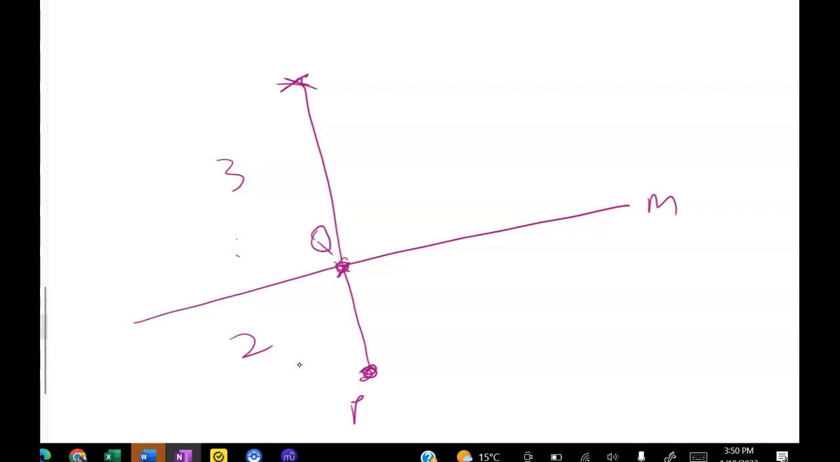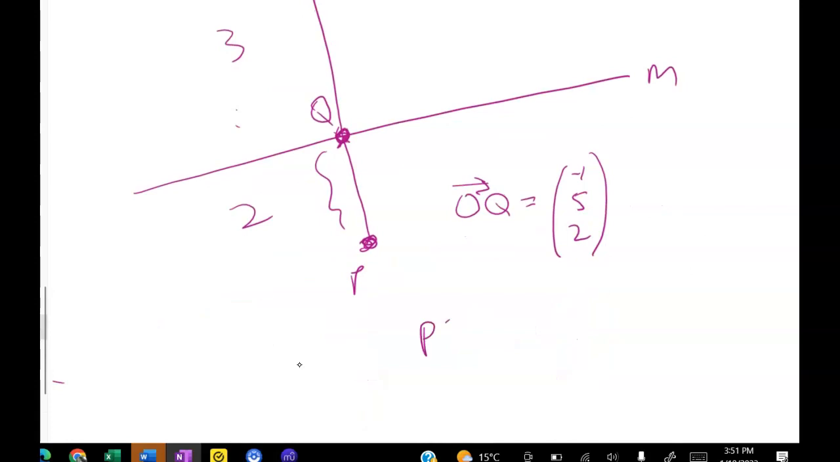So we have vector OQ, which we had at the very end of the last video. The position vector for Q was, what did we have? Let me just find my notes. OQ was (-1, 5, 2), right? So that gets me to here. And we know that we've got PQ. The vector from P to Q, which is not the same as the distance from P to Q. So this was the vector from P to Q.